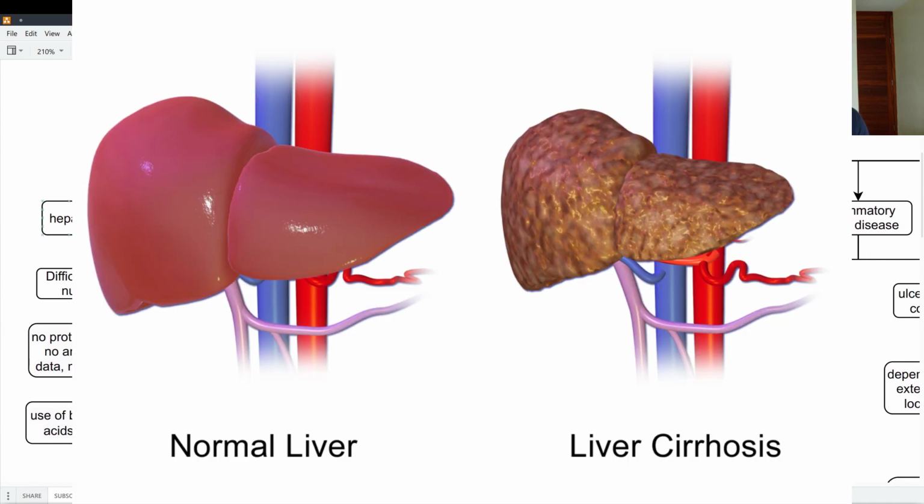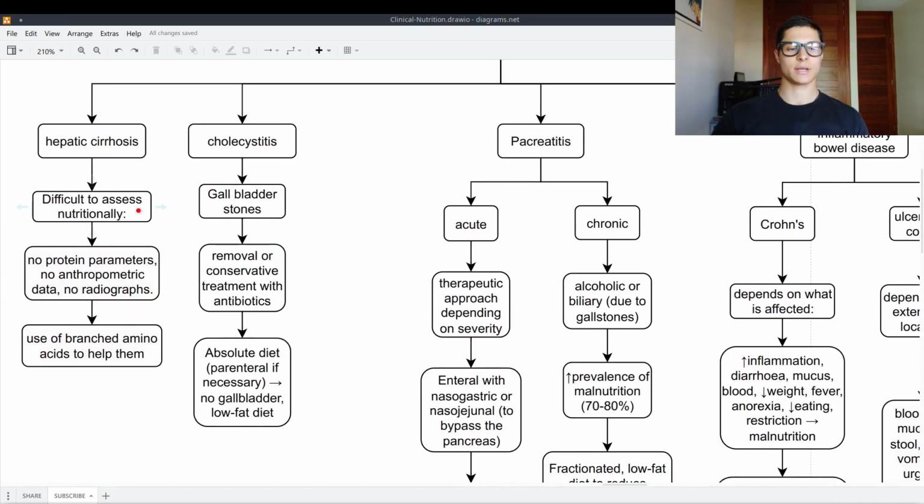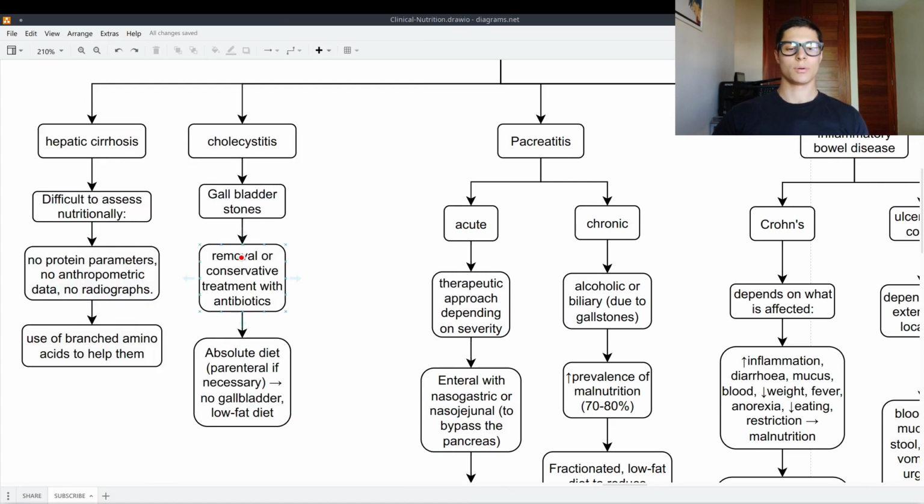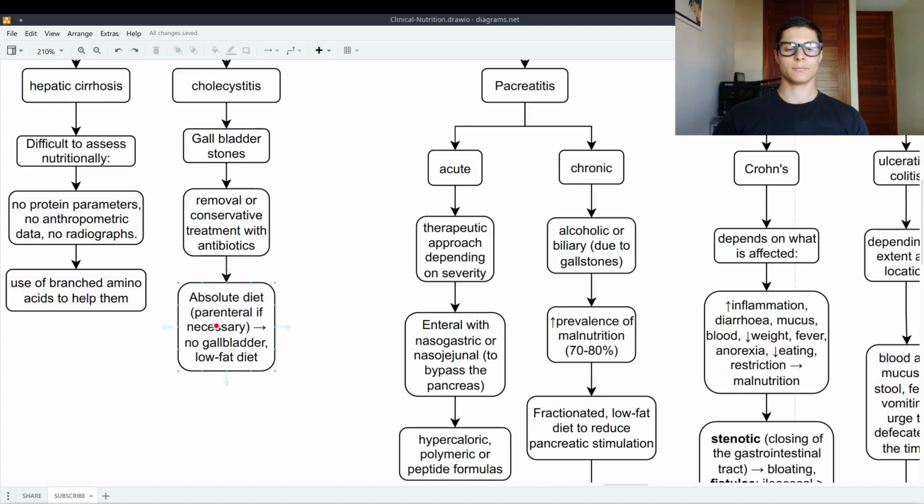We have the hepatic cirrhosis. Difficult to assess nutritionally. There's no protein parameter to follow, no anthropometric data, and no radiographs. Use of branched amino acids to help them. In the cholecystitis, gallbladder stones, removal or conservative treatment with antibiotics. So we can remove it or we can keep it but use antibiotics. Absolute diet, parenteral if necessary, and if there is no gallbladder, we have to follow a low-fat diet.